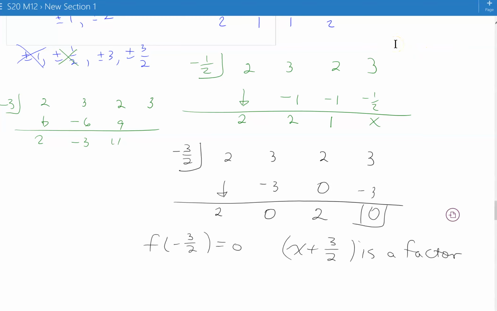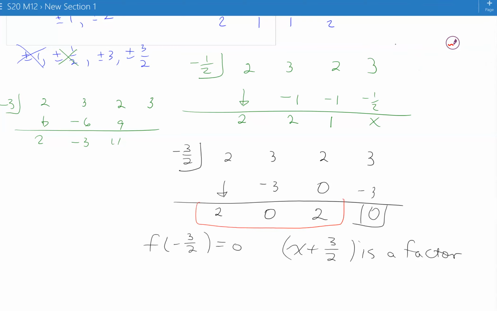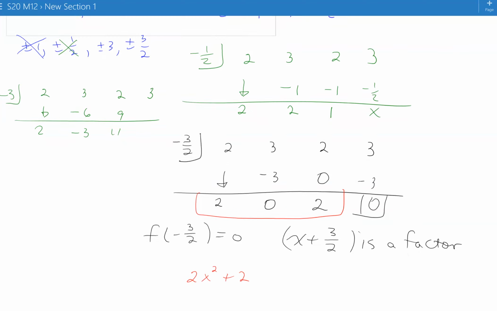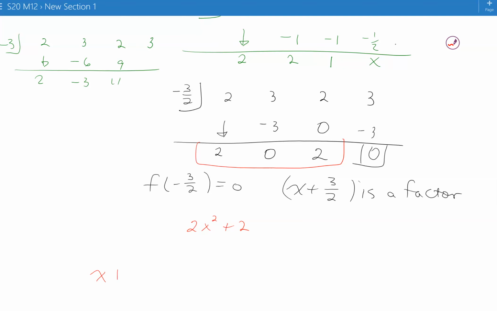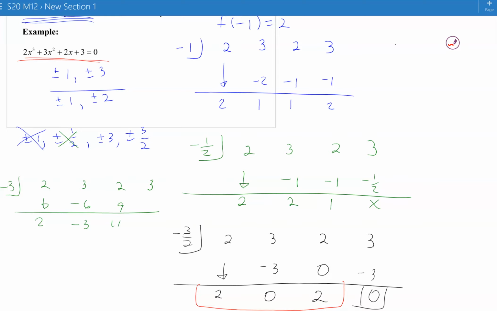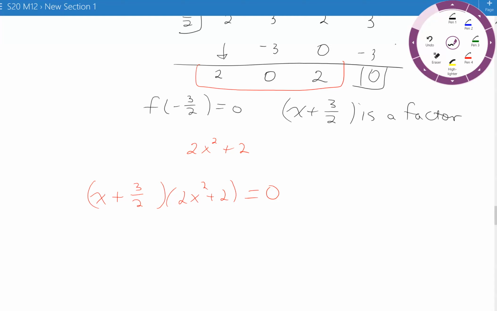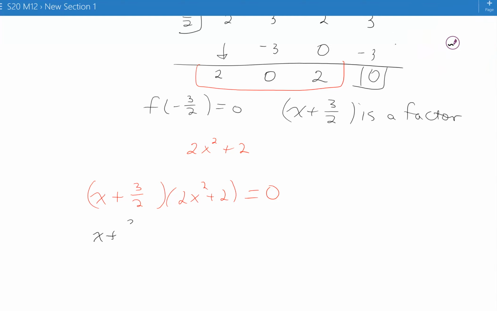And then let's see what our other factor is, which comes from the rest of the row here. Again, we have 2x squared plus 2. So when we factor, we're going to get x plus 3 halves times 2x squared plus 2, and that equals 0. So then we use the zero product property, or the zero product principle, to say, well, either x plus 3 halves is 0, or 2x squared plus 2 is 0.